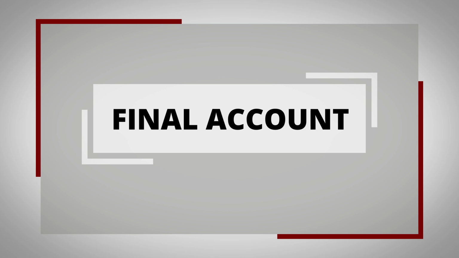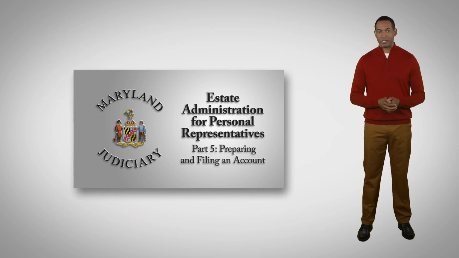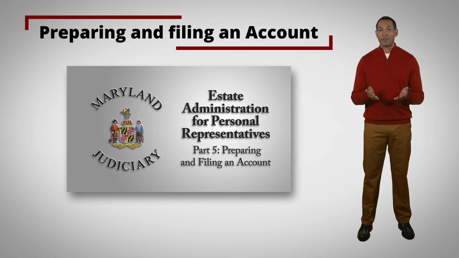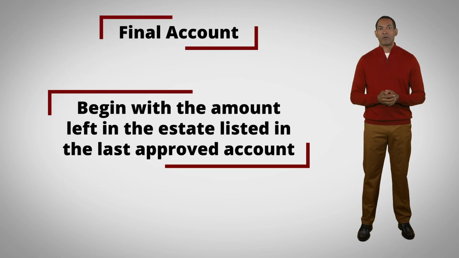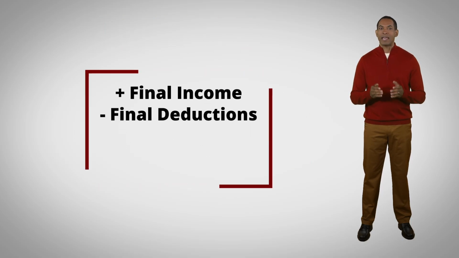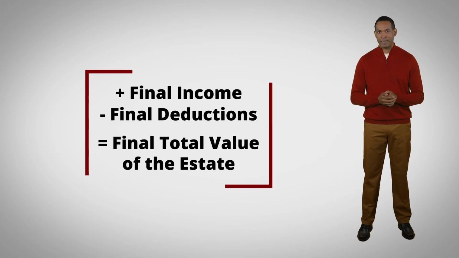Now, let's discuss the final account. We covered the account in Part 5 of this series. Make sure to watch that video for more information on preparing and filing an account. In your final account, begin with the amount left in the estate listed in the last approved account. Add any final income and subtract any final deductions to determine the final total value of the estate.